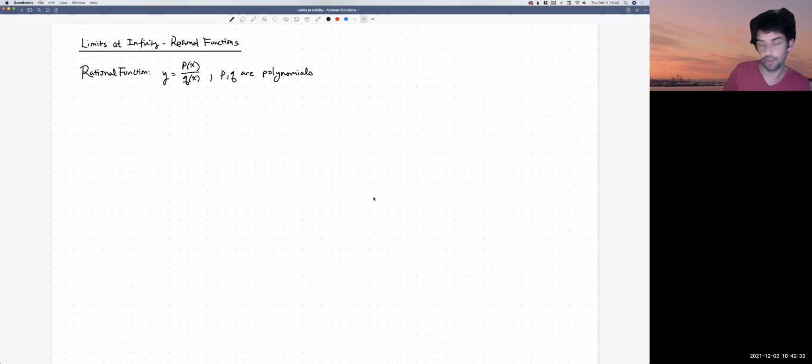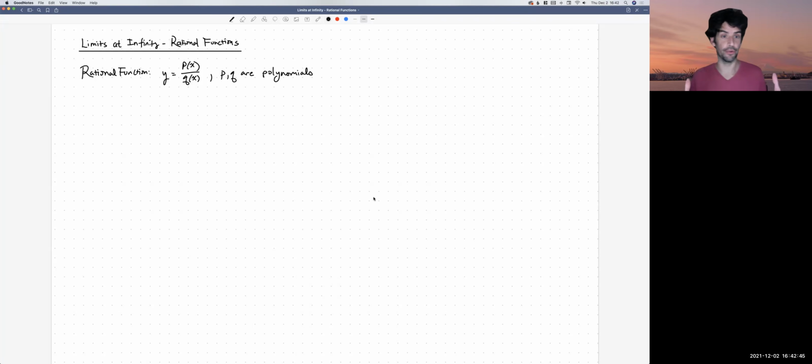Hey everybody, so we're still talking about limits at infinity, and last time we talked about polynomials, so we're going to take some of what we did there and now start thinking about rational functions. A rational function is going to be the quotient of two polynomials. So I've written y as p of x over q of x, where these are each polynomial functions.